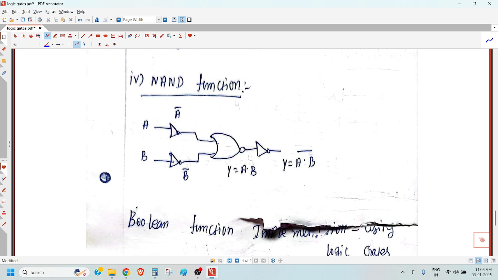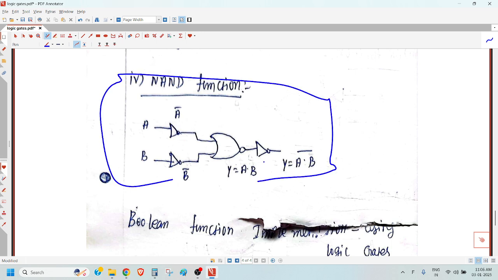Then finally we are coming to a conclusion for our topic, the NAND function. A, B, A bar, B bar. Then afterwards on the NOR function, the NOT function we are using, Y equal to A into B, Y is equal to (A dot B) whole bar. So that's the thing, this is the function of the NAND function.